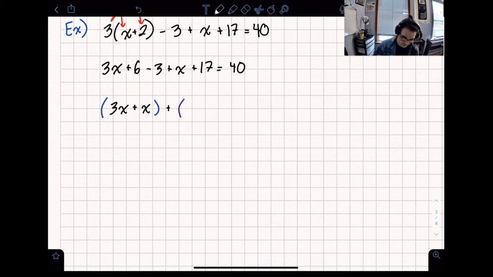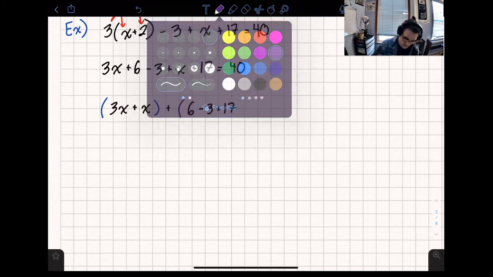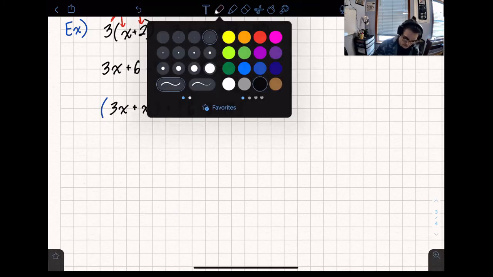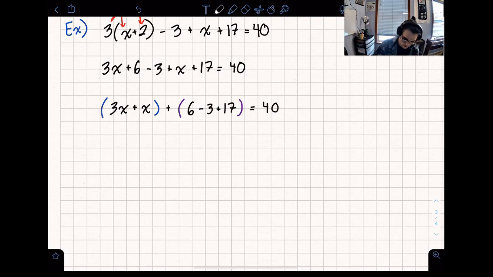So let's start rewriting constants. We have the 6, the minus 3, and the positive 17. So we're going to write that as 6 minus 3 plus 17. And the 40 does not go anywhere. This is all equal to 40.